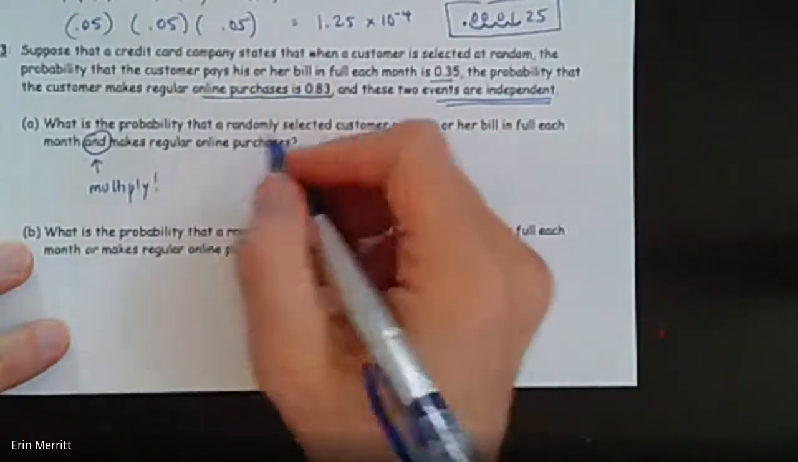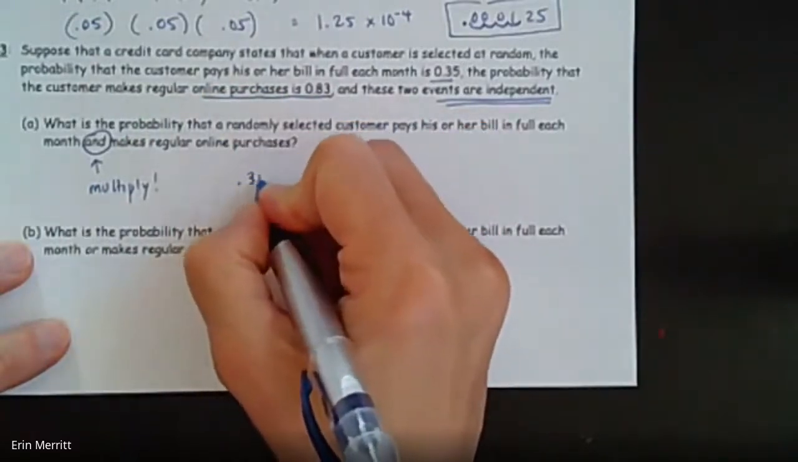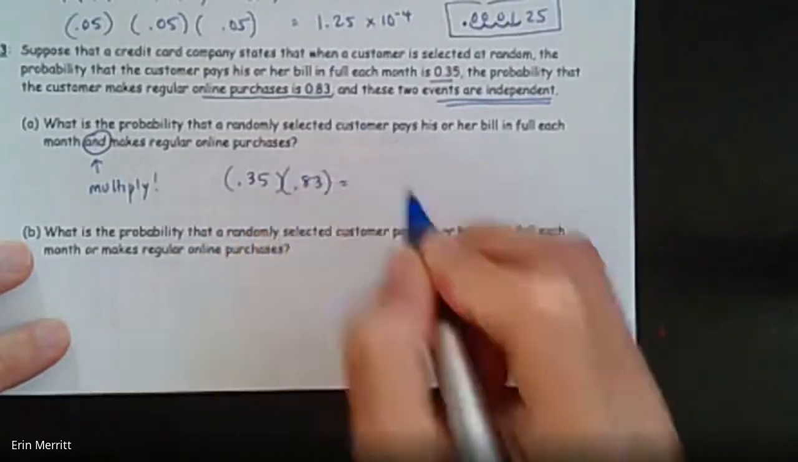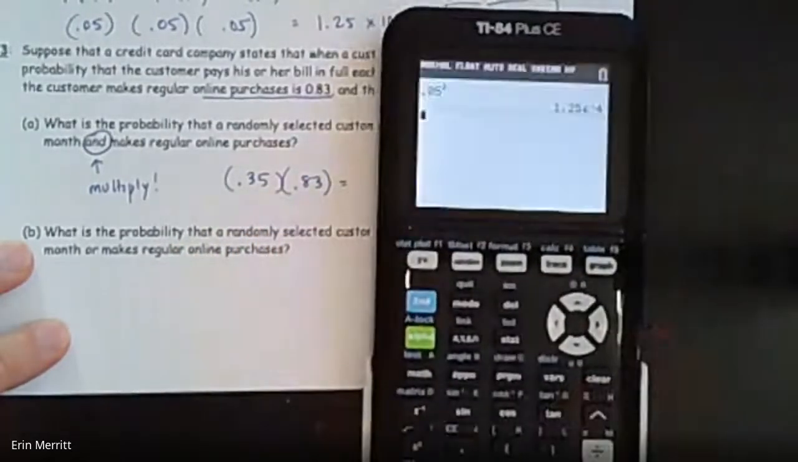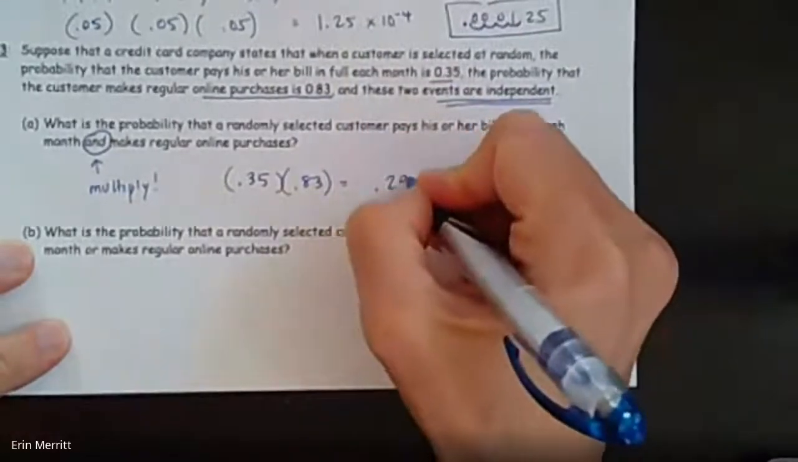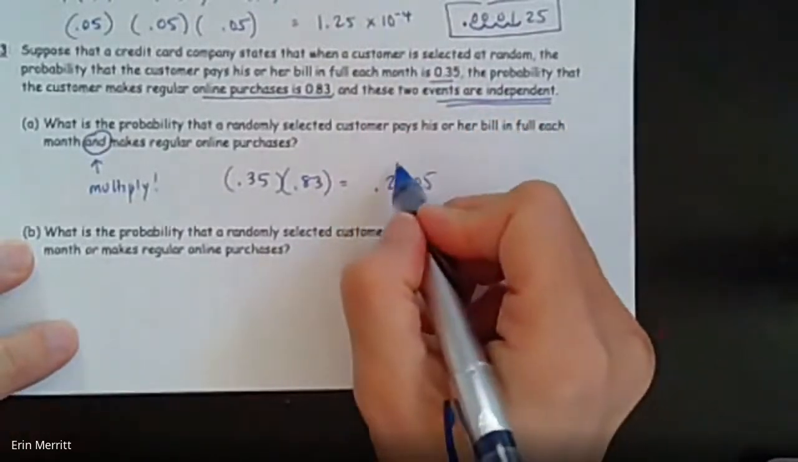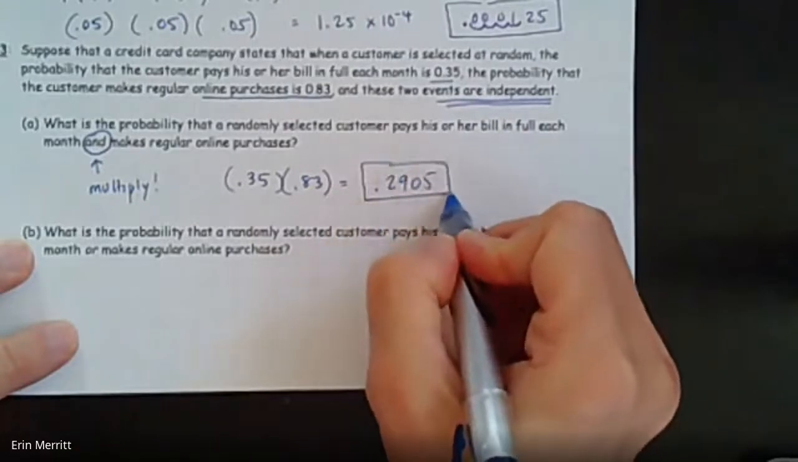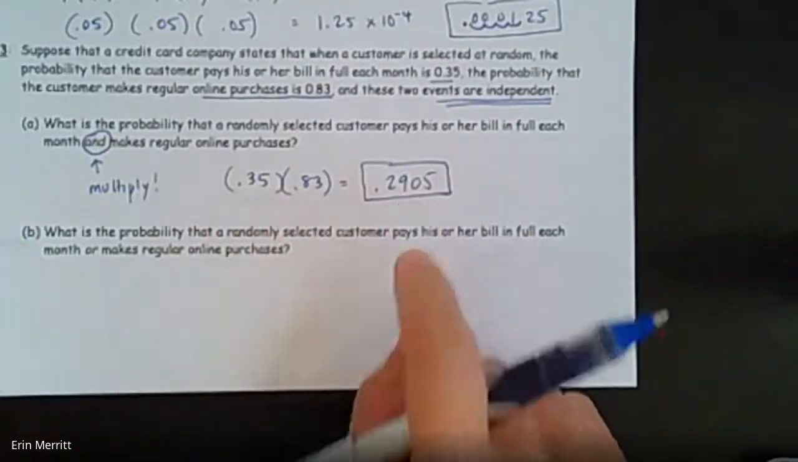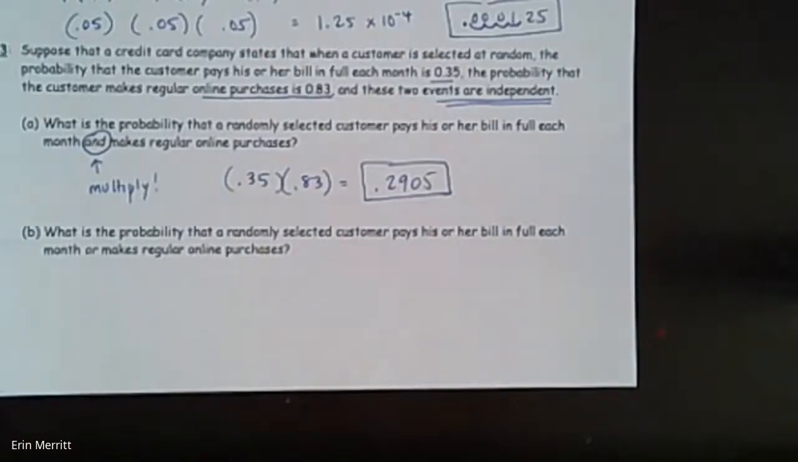So the probability of the 1, so the 0.35 times 0.83. And of course, we could write it out all nice, but as long as you get the gist of what's going on here, we multiply it out, we get 0.2905. So that's the probability that you pay on time and you make online purchases. So, they're saying about 29% of people do that.